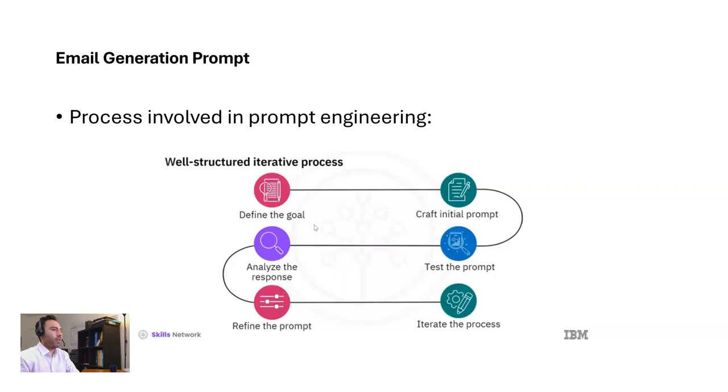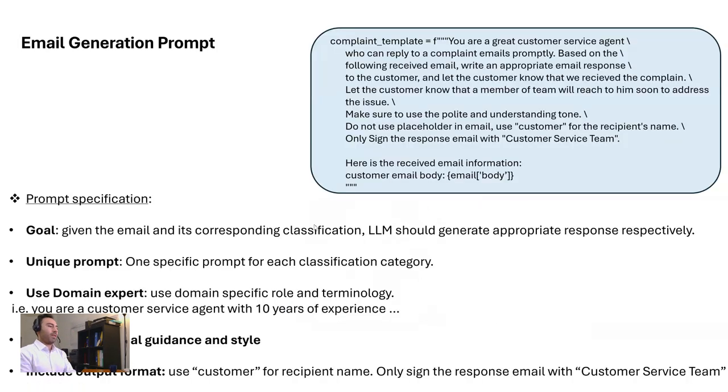Here I'm going to explain the steps I took to choose the best prompt for this module. You can see on the right side of the screen there's a sample prompt I used for this module. The prompt specification for this module: the goal is, given the email and its corresponding classification, the LLM should generate an appropriate response respectively. So we know that this is the goal for this step of the project, and the prompt should be unique, so one specific prompt for each classification category.